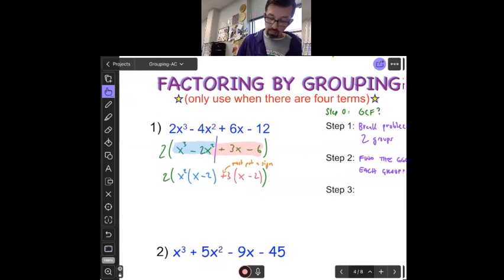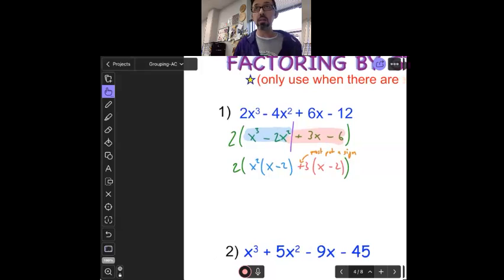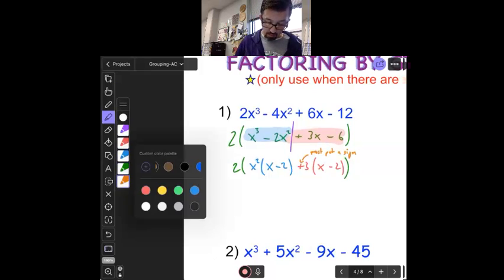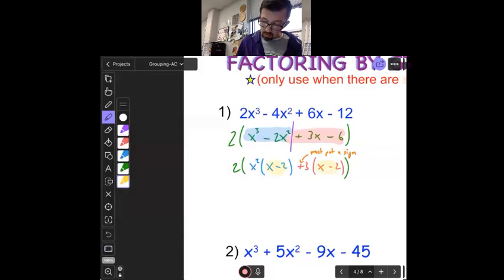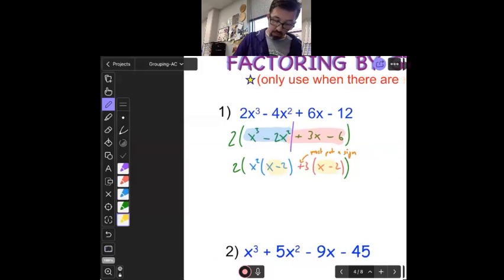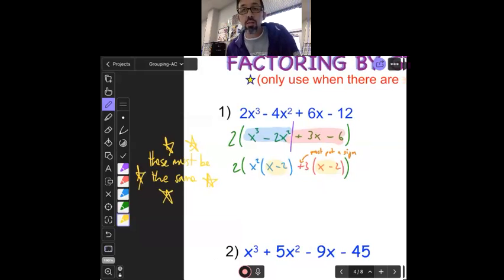So at this point, there's a built-in check into the problem. You need to stop and you need to look. Are things going well? It will talk to you. Now what I'm looking at is this. These two things have to be the same. Those two binomials have to be the same. And if they're not, then something is going wrong. So this is a built-in check. How you know that things are working, how you know you're doing it right, or how you know the problem is doable.